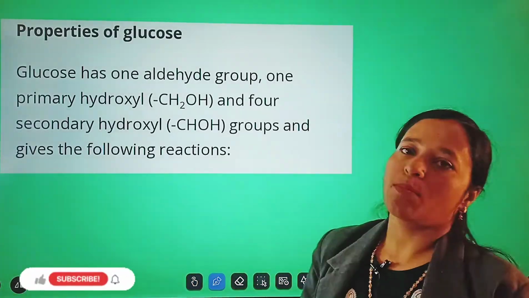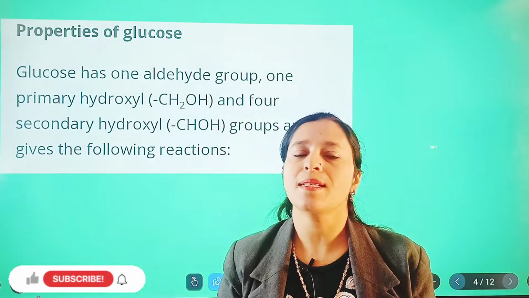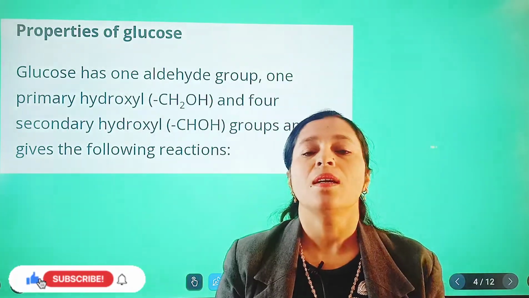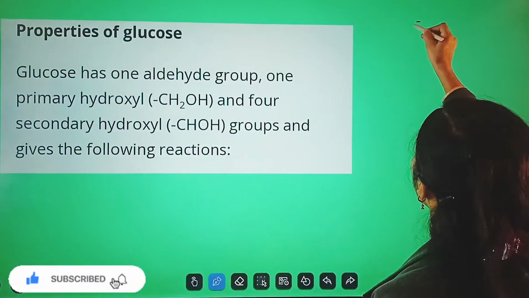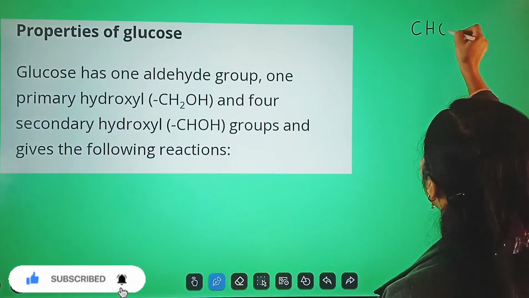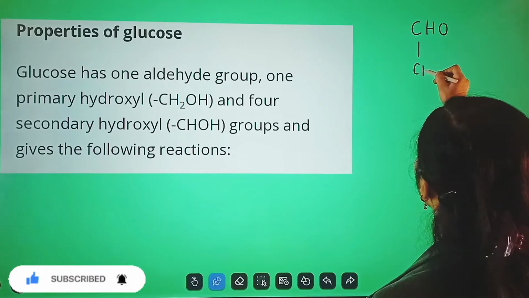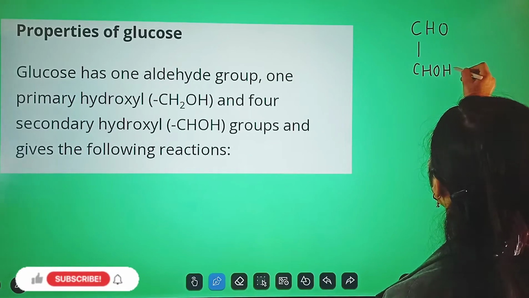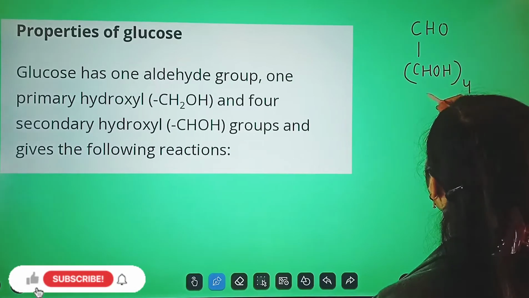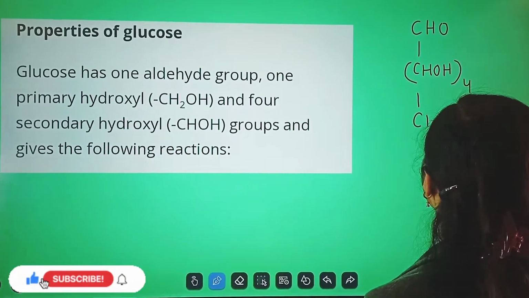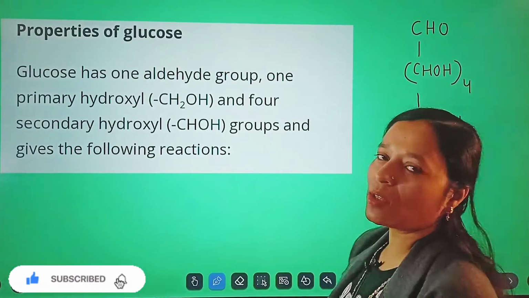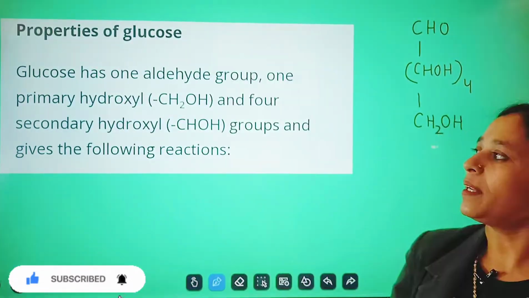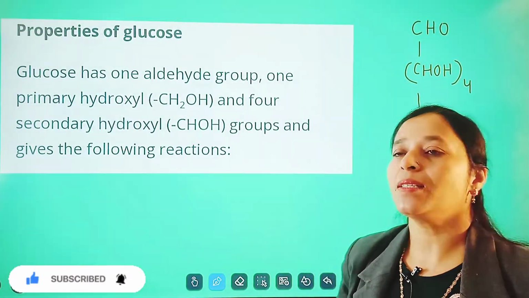The next thing is the properties of glucose. Before discussing the properties of glucose, we should first know about the structure of glucose. So glucose consists of one aldehyde group, 4 secondary alcoholic groups, and one primary alcoholic group. So this is the basic structure of glucose, and depending upon this we'll be discussing its properties.